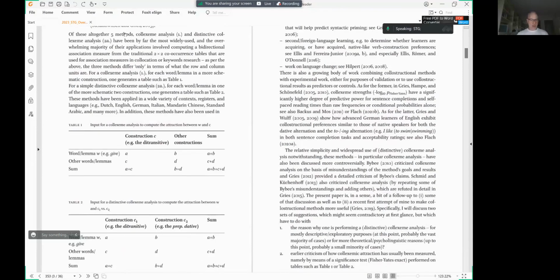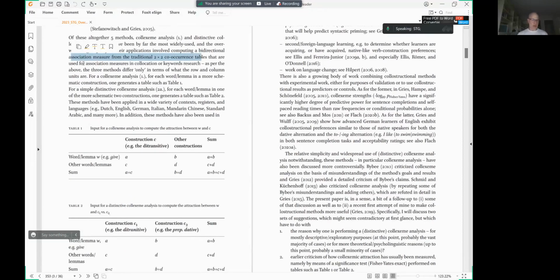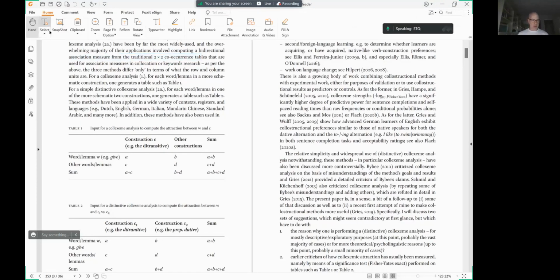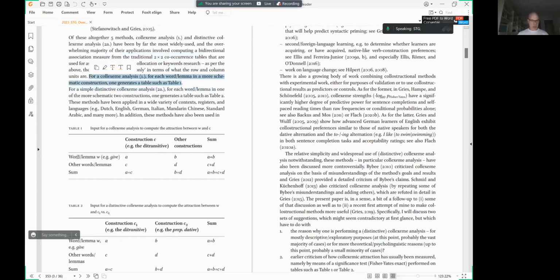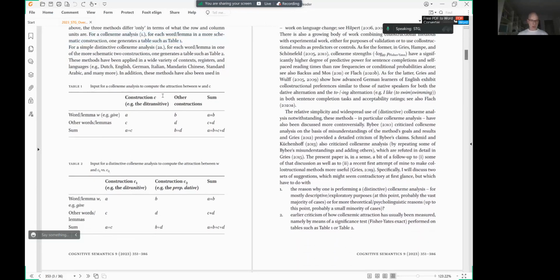So of these 5 methods, 2 have been the most widely used ones, and they involve computing a bidirectional association measure, it says, from the traditional 2x2 co-occurrence tables that are used for association measures in collocational research. Okay, so for collostructional analysis, we do a table like here, it says, a table like table 1, where we have words and other words and a construction and other constructions. And then we have this A, B, C, D corpus frequency table. And then for a simple distinctive collostructional analysis, it's actually the same kind of table. The only difference is that now it's not one construction like the ditransitive versus any other ones, but now it's one construction against another construction. But it's the same type of A, B, C, D kind of table.